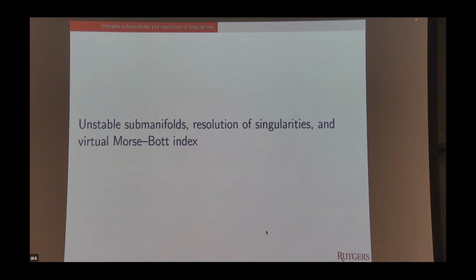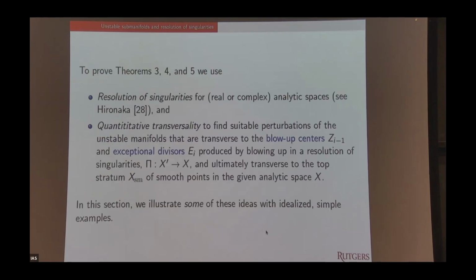Okay, so let me end with some pictures that try to explain, in silly examples, how some of the ideas work in the proofs. There are two big ingredients in the proof. One is resolution of singularities, and we normally think about that as working for algebraic varieties or schemes and so forth. But Hironaka actually proved resolution of singularities for analytic spaces, as well as schemes and varieties and whatnot.